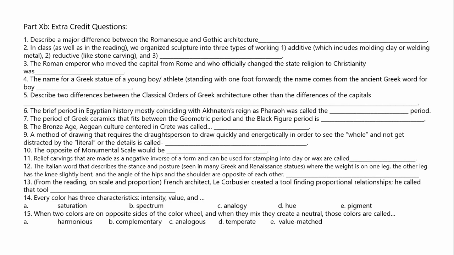Two differences between the classical orders of Greek architecture other than the differences of the capitals. One would be the bases. Both Ionic and Corinthian columns have bases, but Doric columns do not. One would be the fluting. Doric and Corinthian both have fluting, but they have different types of fluting, right? The fluting on the Corinthian comes to a sharper corner, whereas the Doric is a little bit deeper but has a space in between each flute, whereas Ionic does not have fluting.